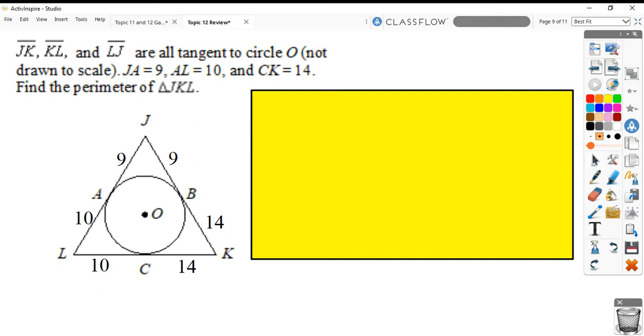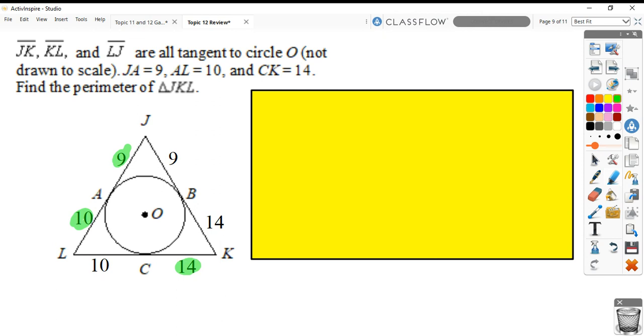It tells us that AL equals 10 and CK equals 14. Okay, so all of those were labeled. These things that I'm highlighting right now, these are the things that were given. It gave us JA, it gave us AL, and it gave us CK.